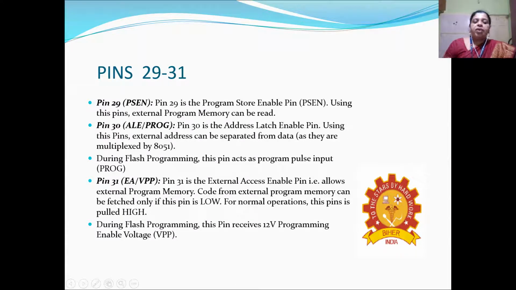Next, pins 29 to 31. They have some dedicated functions. Pin 29, PSEN, stands for Program Store Enable. This is used when we are accessing external memory. To access external program memory, we will be using this Program Store Enable.